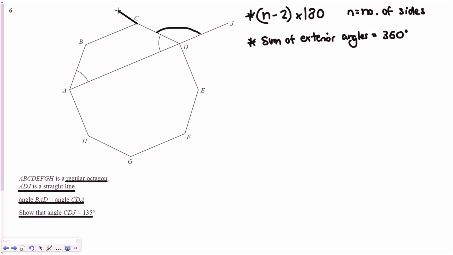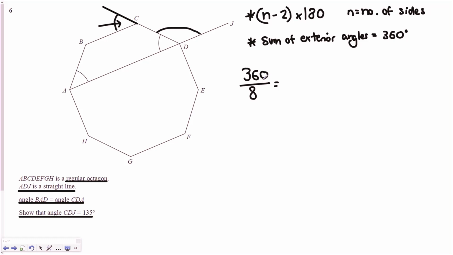So this angle here is an exterior angle on this shape. It's the angle on the outside. Now, one of the facts that we know is that the exterior angles always add up to 360. This is an octagon. It has 8 exterior angles. I know that they should all add up to 360, so 360 divided by 8 should give me the size of this angle here.